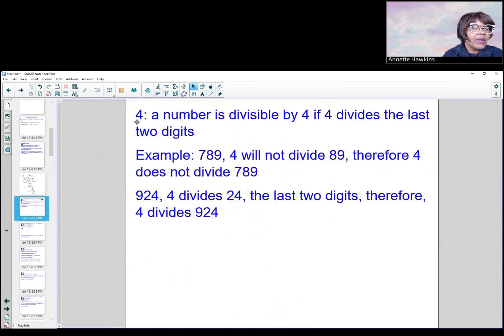All right, 4. A number is divisible by 4 if 4 divides the last 2 digits. So here's an example, 789. 4 would not divide 789 evenly. Therefore, 4 does not divide 789. Now 924. So the last 2 digits are 24. 4 divides 24, which are the last 2 digits. Therefore, 4 divides 924. So let's show that.